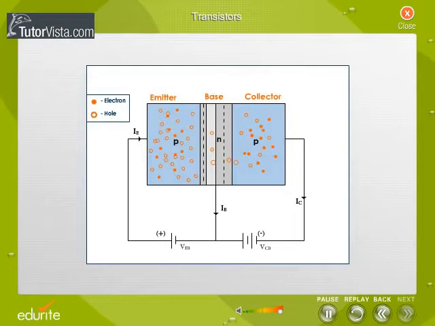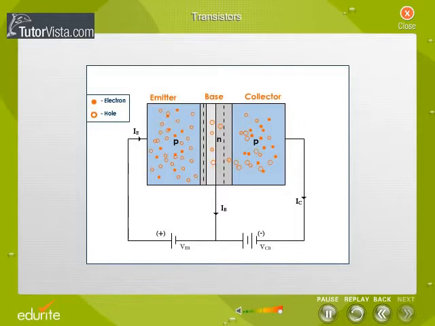Since the emitter is heavily doped relative to the base, and since the emitter-base junction is forward biased, a large number of majority carriers, holes in this case, will flow from the emitter towards the base. These constitute the current through the emitter, i.e. IE. These holes have a tendency to combine with the electrons in the N region of the base.